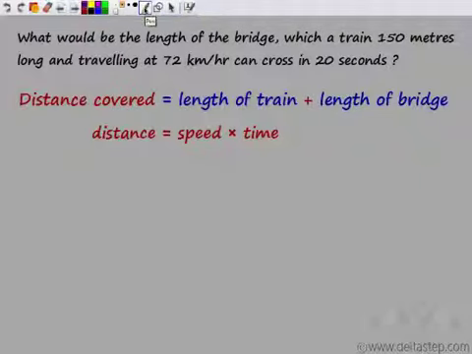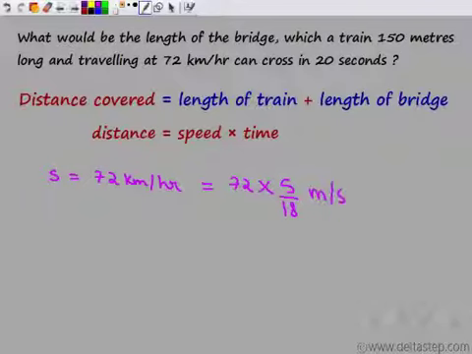So speed, let's say S, is given as 72 kilometers per hour. But the time is given in seconds. So I convert this into meters per second. So this would be equal to 72 into 5 by 18. Since I am converting kilometers per hour to meters per second, smaller number on the top, 5 by 18 meters per second, which is equal to 20 meters per second.